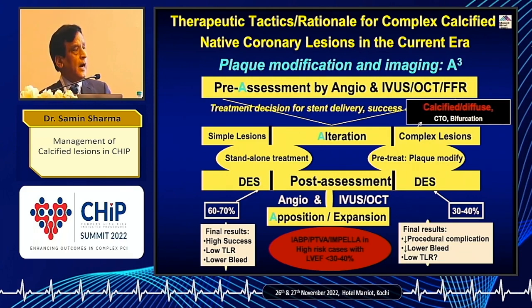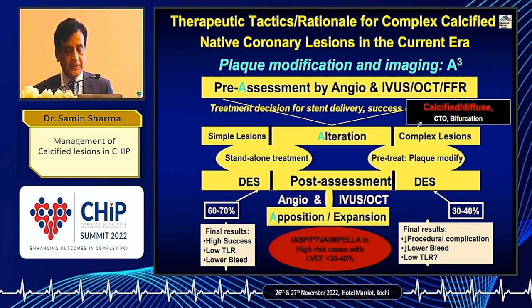Then, how do we manage the patient? So I have put it in this A cube, that we need to do three things. One, assess the lesion by angio, IVUS, OCT. With borderline cases, or sometimes you need to decide whether we need to do atherectomy or so. So you can decide based on the imaging. And then alter the lesion. Alteration basically means, simple case, we do a balloon, cutting balloon or so, high pressure and put a stent.